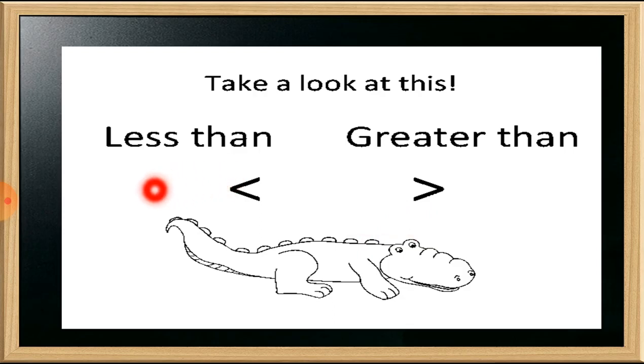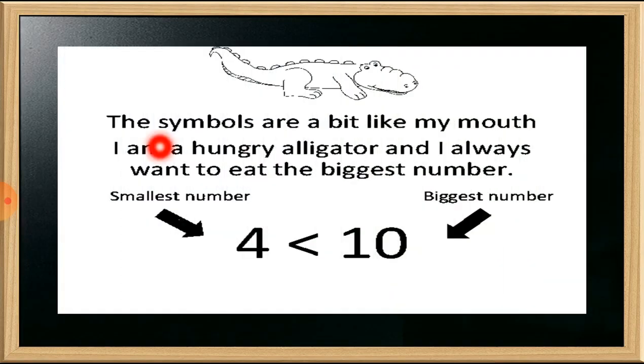I repeat again, less than. If the crocodile opens its mouth to the right side, it means less than, and if the crocodile opens its mouth to the left side, it means greater than. Just keep this in your mind, what is less than and what is greater than. Let's read it. The symbol is a bit like my mouth. I am a hungry alligator and I always want to eat the biggest number. So the alligator always eats the bigger number, and it opens its mouth to the bigger number.